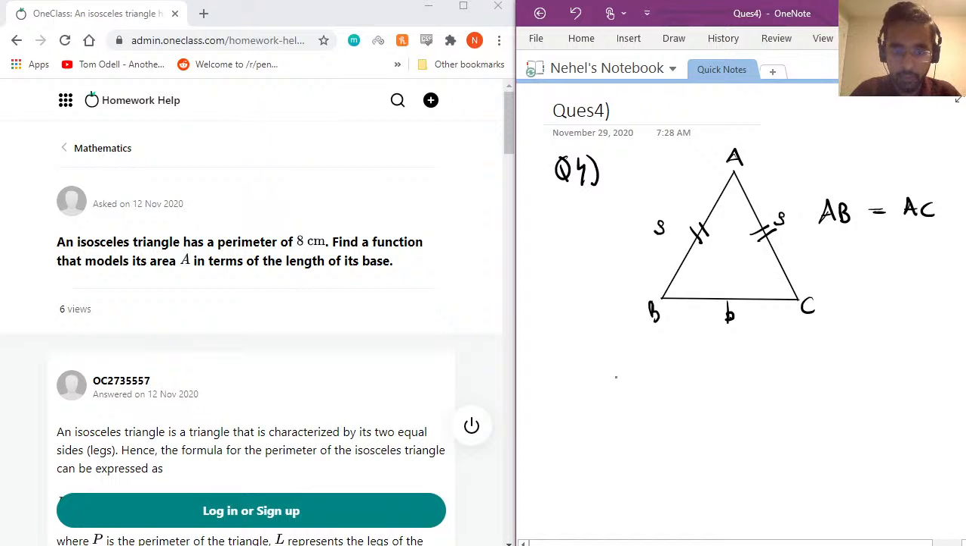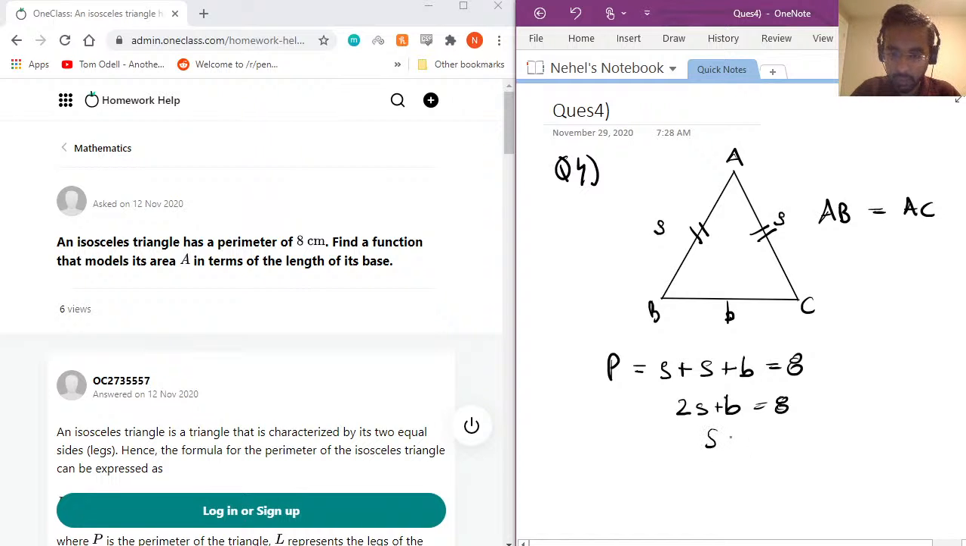So now we are given that the perimeter is 8. The formula for the perimeter is nothing but the sum of all those sides. So we will get S plus S plus B equal to 8, or we can say 2S plus B equal to 8. Now the variable we need to separate for is S, because we want our final answer to be in terms of B. So if I get S from here, I can substitute it in the next step.